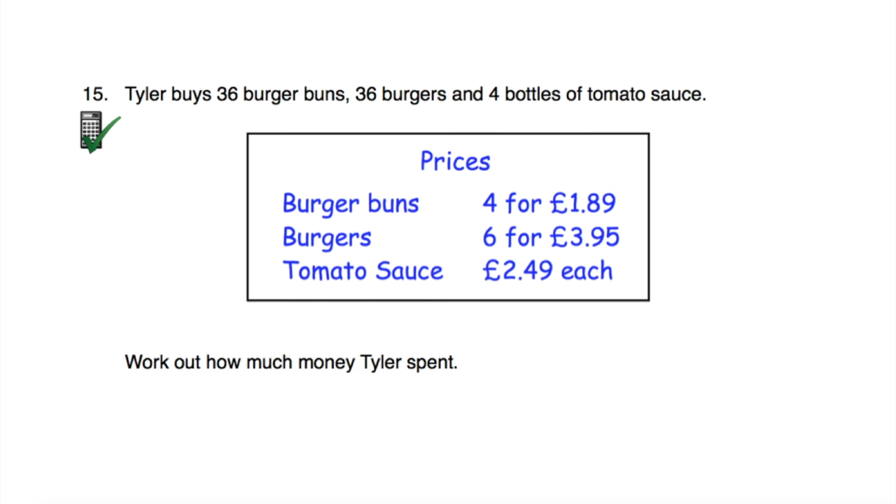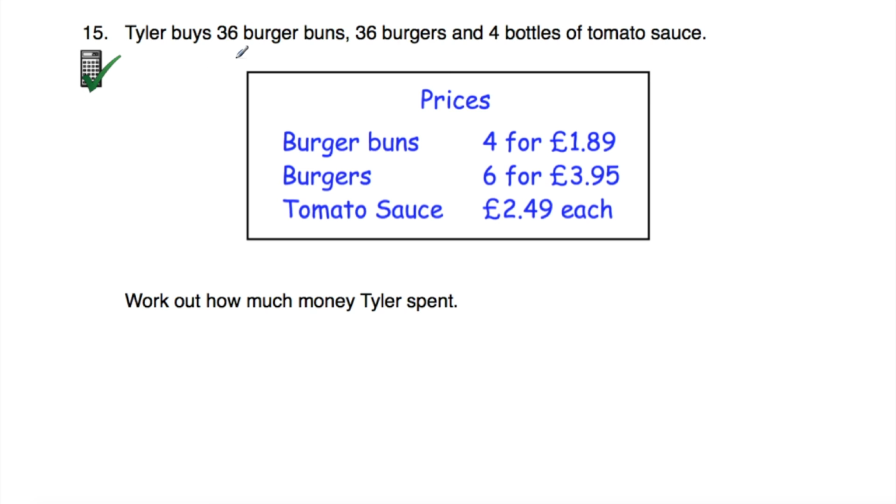Okay, next, question 15. So question number 15 says, Tyler buys 36 burger buns, 36 burgers, and 4 bottles of tomato sauce. So he must be having a barbecue or something. And these are the prices in the shop. Burger buns, you can buy 4 of them for £1.89. The burgers, you can buy 6 of them for £3.95. And the tomato sauce costs £2.49 each. So that's £2.49 for a bottle of tomato sauce. And the question says, work out how much money Tyler spent.